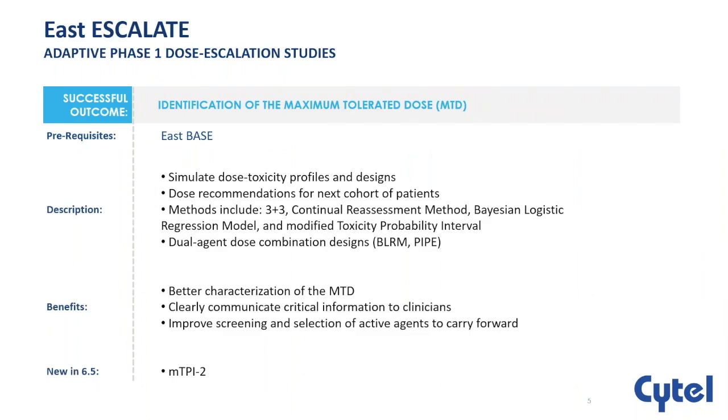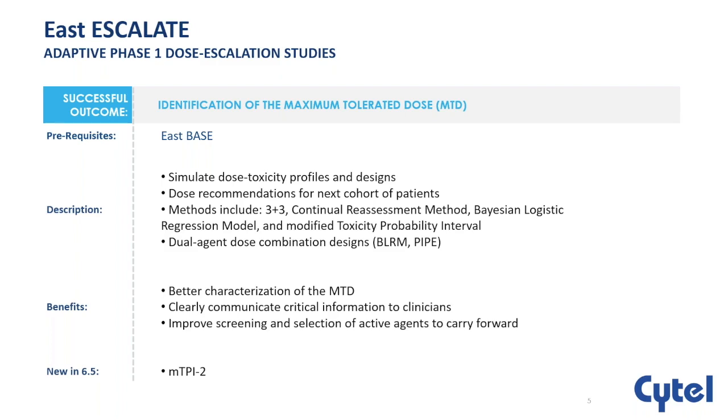So Escalate is our adaptive Phase 1 dose escalation module. It contains a variety of methods, both for single as well as a combination of agent designs. It aims at characterizing in an optimal way the maximum tolerated dose and serves as a clear communication tool with your internal clinical team through the tabular and the graphical displays that it produces. That will allow you to improve screening and selection of the active agents to carry forward onto your study.